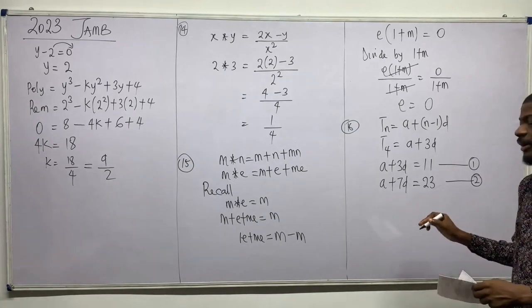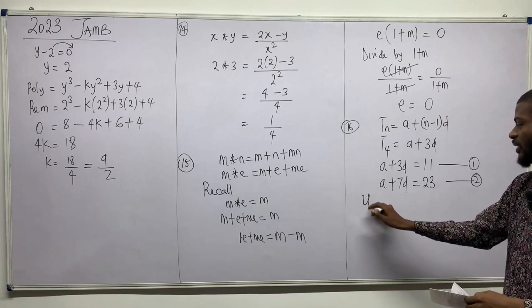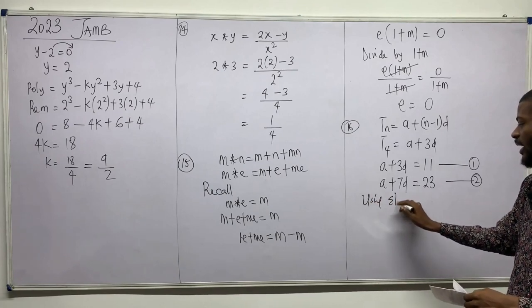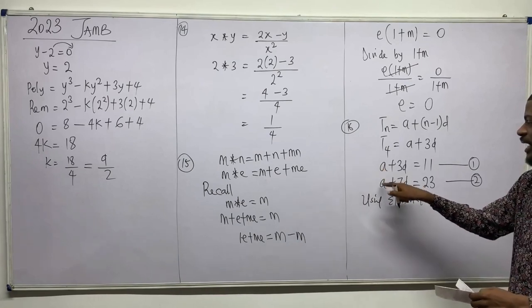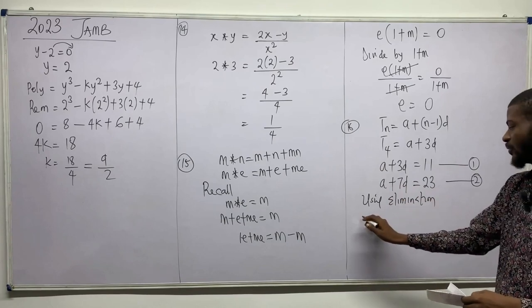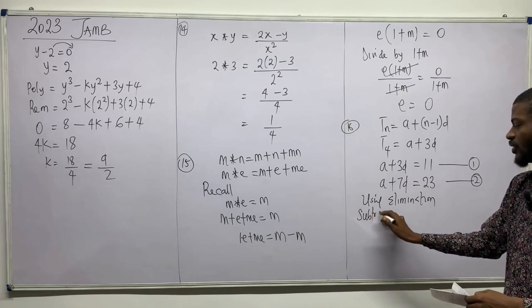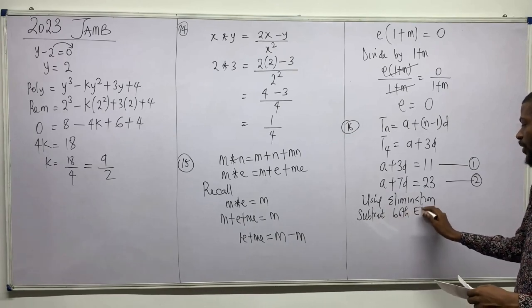So right about now, what am I going to do next? I'm going to use the elimination method. Using the elimination method, this a and a are the same, right? So I'm going to take them off by subtracting both equations.